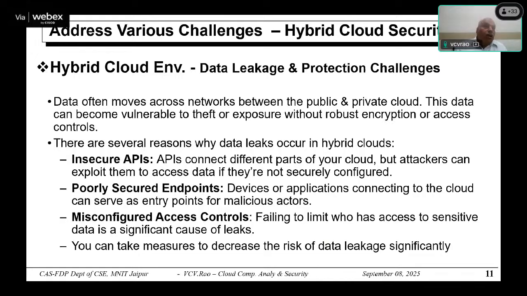I told you already that there are insecure APIs as well as fully secured endpoints, and how access to the sensitive data has been controlled or not. All these things are very, very important when you deal with data leakage and protection challenges. As a developer, we need to write many test scripts and use many tools to check whether everything is okay before I use my cloud.